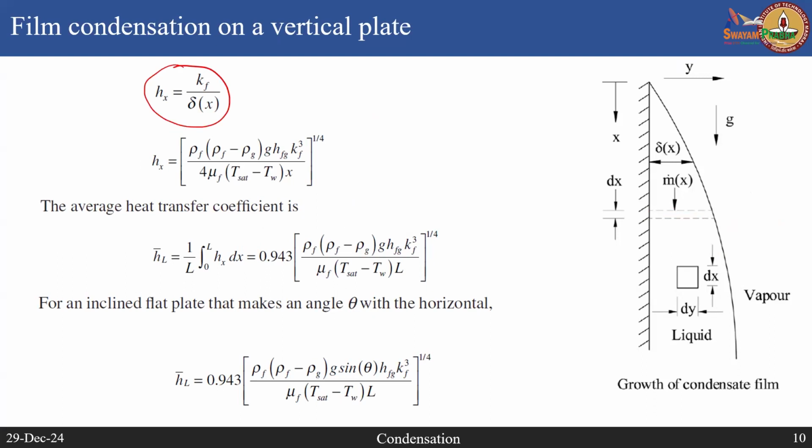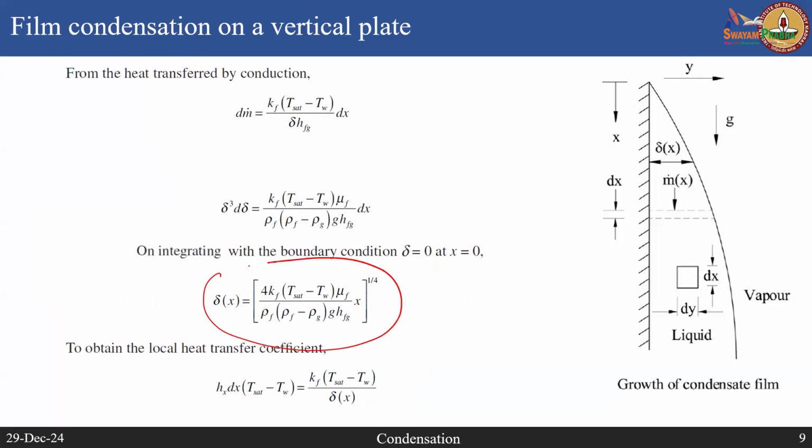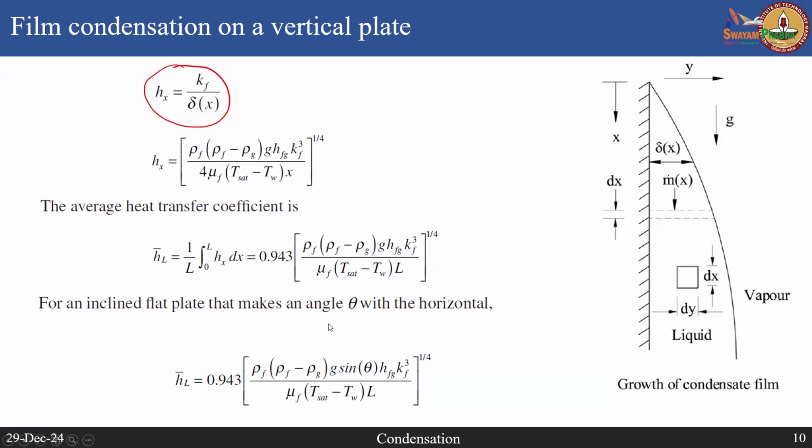turns out to be inversely proportional to the condensate film thickness. From the Nusselt theory, whatever I have briefly explained, he has got the expression for delta, the film thickness, which varies along x, of course, because it is growing. He has obtained this expression and therefore the expression for the condensation heat transfer coefficient. From this you can calculate the average condensation heat transfer coefficient by integrating this local heat transfer coefficient along the entire plate length, and he gets this h.